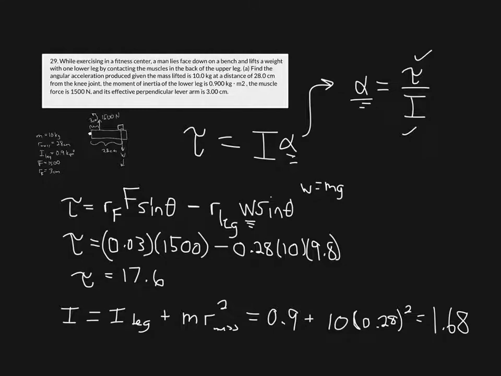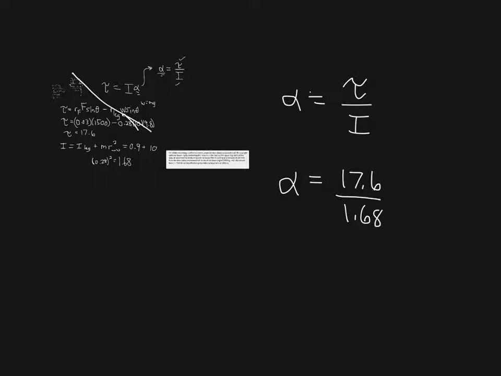So I can take all of this, and we can shrink all of this down, and we can finally get our alpha. Our alpha is going to be equal to the torque that we just found divided by the moment of inertia. So alpha is the torque of 17.6 divided by the moment of inertia of 1.68. And when we plug those numbers in, we'll find an alpha of 10.4 radians per second squared.